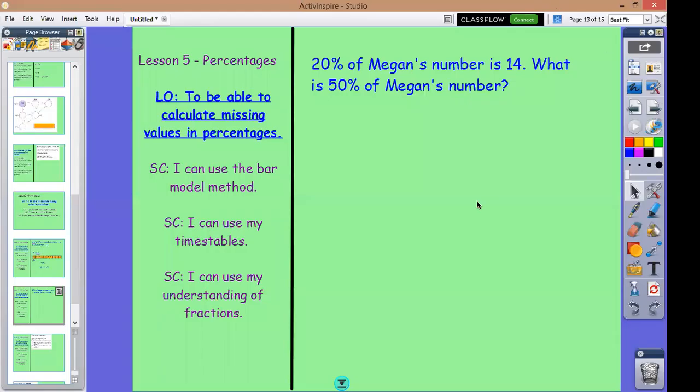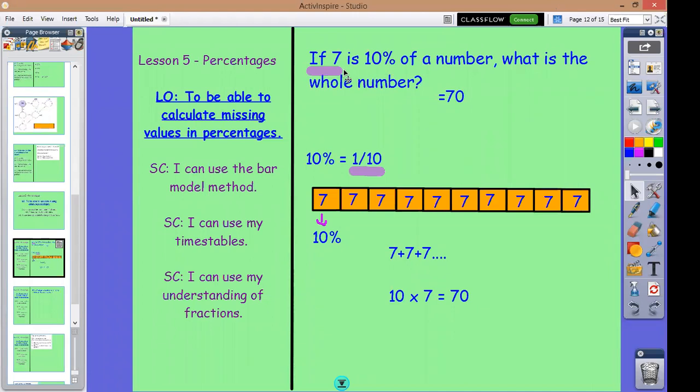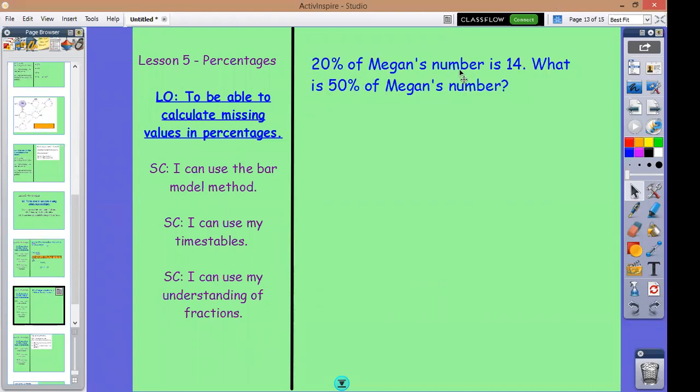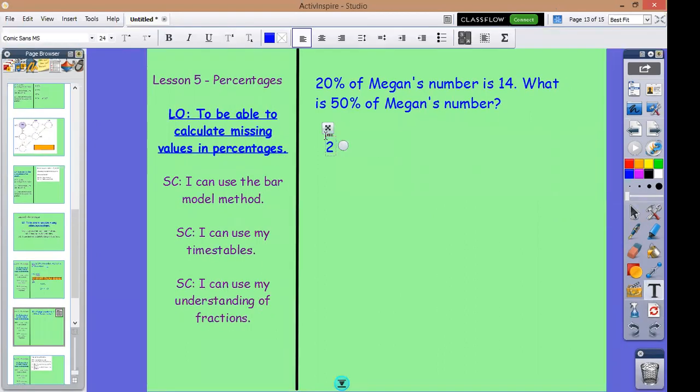So this time we've got 20% of Megan's number. So last time, if we look in the previous, we had 10% as the number. This time we know that 14 equals 20%. I'm going to get you to think about it. What is 20% as a fraction? So 20% as a fraction is the same as 2/10. Okay. We're not finding 100% this time. We're just finding 50%, which is 5/10.